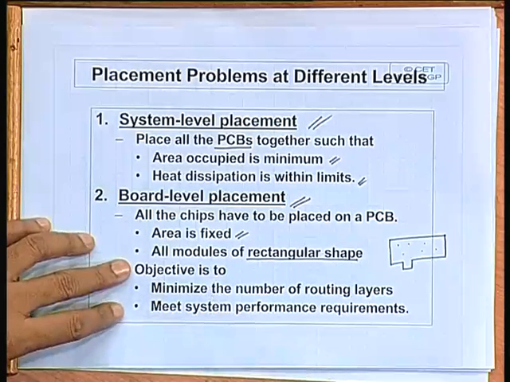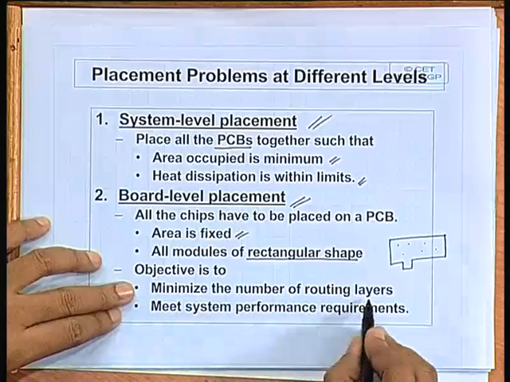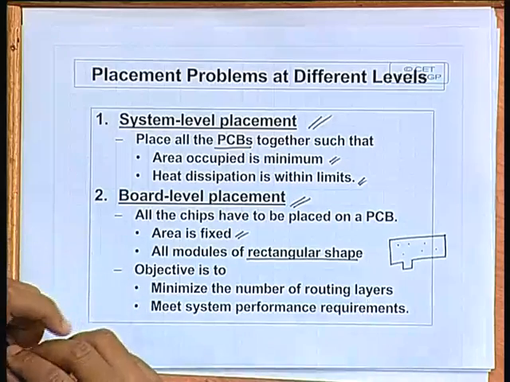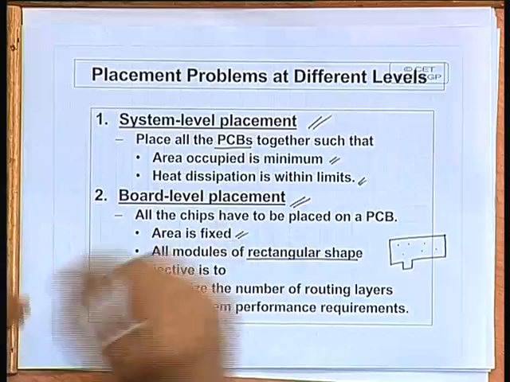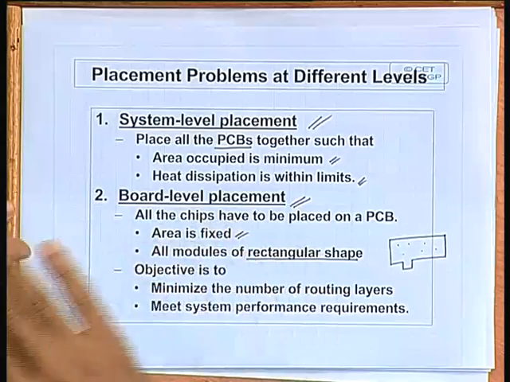An objective is to minimize the number of routing layers, because today the PCBs are all multi-layer PCBs, and interconnection between the chip pins is carried out not on one or two layers, but several layers. The layers are all sandwiched together one after the other with some through holes which connect one layer with the other. So, if you have multi-layer PCBs, then the interconnection area becomes very less. So, you will see in today's PCB the chips are so close together.